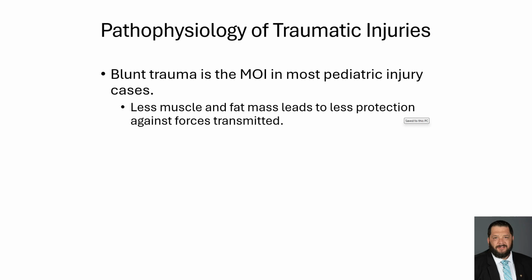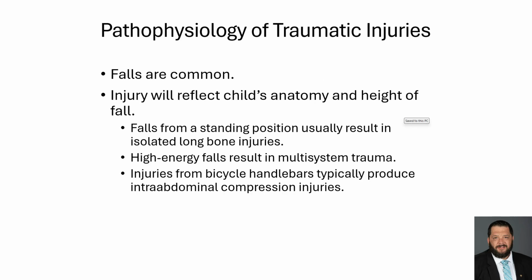Blunt trauma is the mechanism of injury for most pediatric cases. Less muscle and fat for the pediatric patient leads to less protection against those forces transmitted. And so there's a higher risk for lower injury insults to lead to similar injuries in adults that would require higher force of impact. Falls are common for pediatric patients and a common cause of blunt force injury. And the injury will reflect the child's anatomy based on the height of the fall.